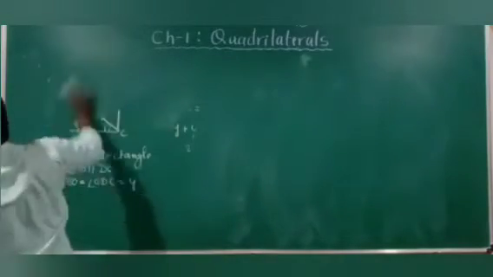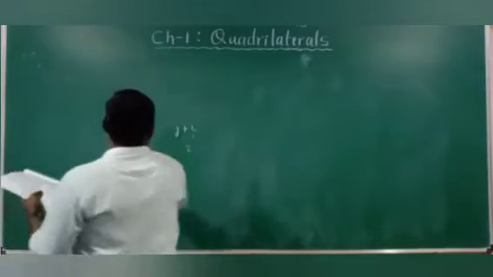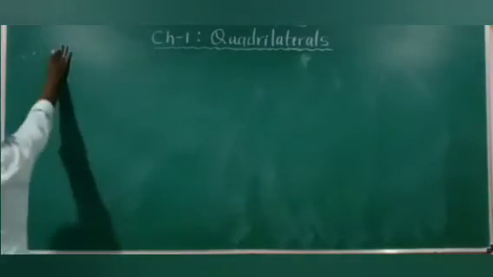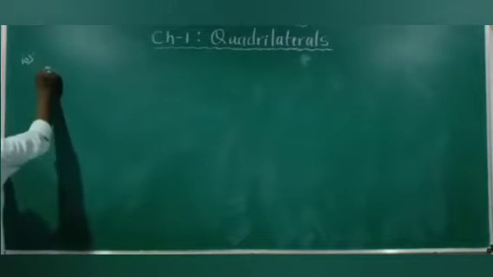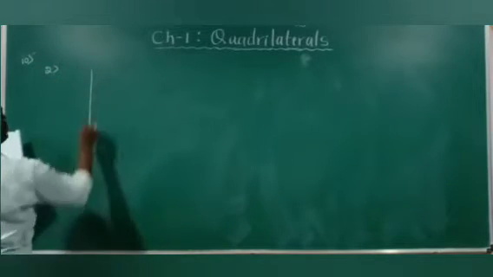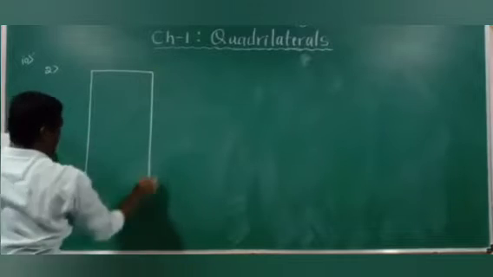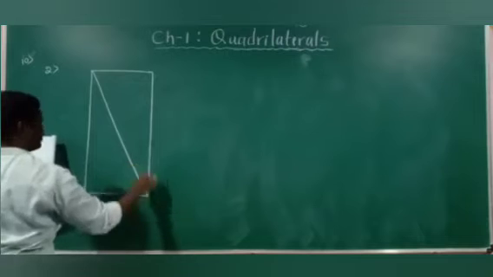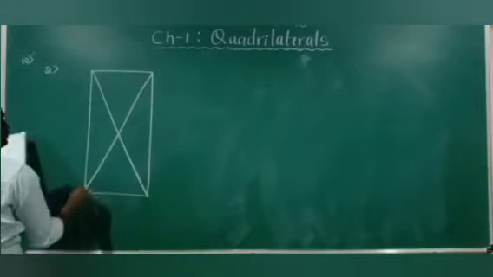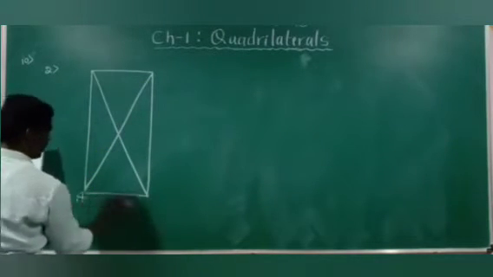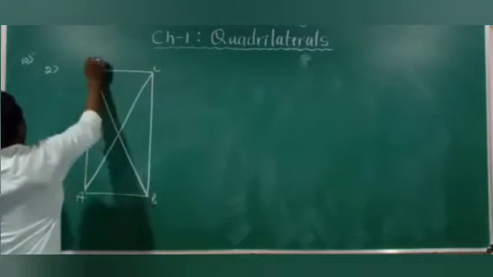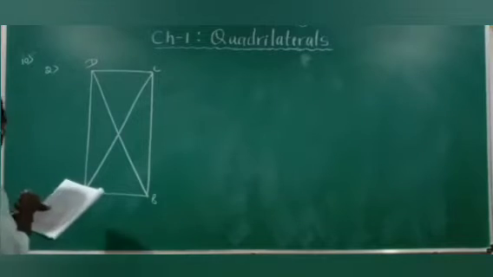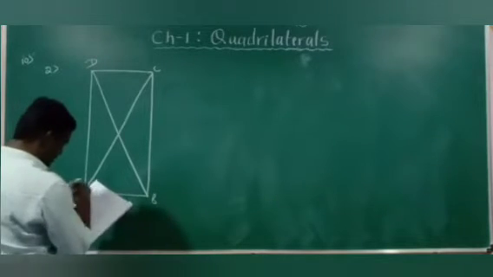See the second question in 10th main only. That is also a rectangle. 10th main, second question. The diagram is like this, right? This is A, B, C and D. A, B, C, D are the four vertices of the quadrilateral or rectangle ABCD.